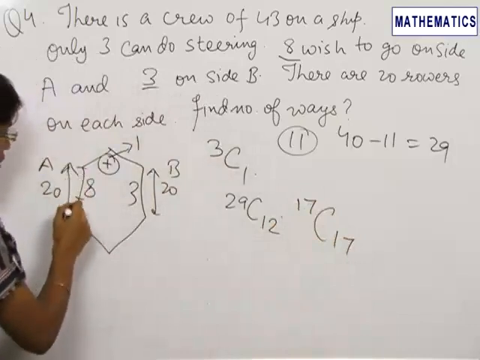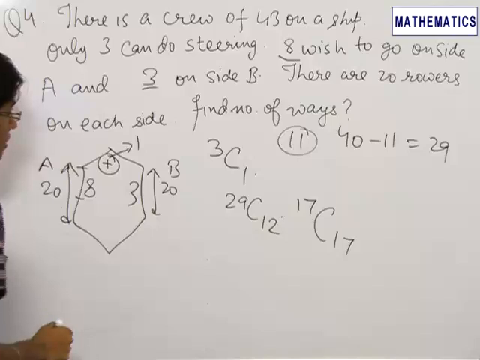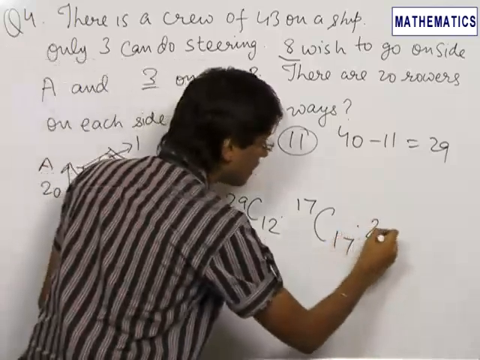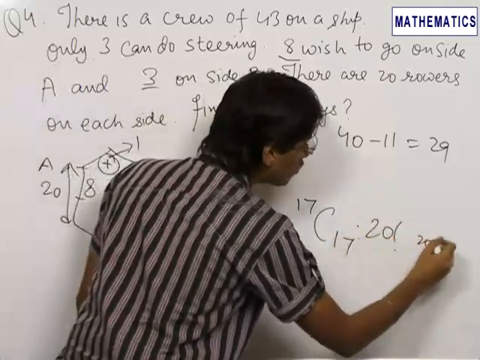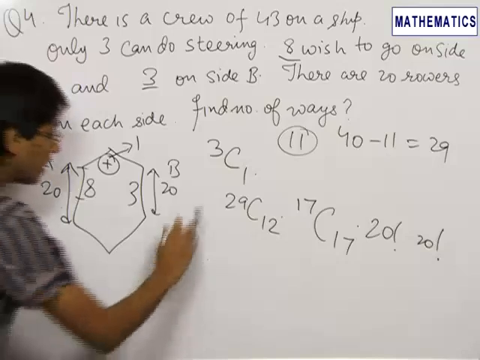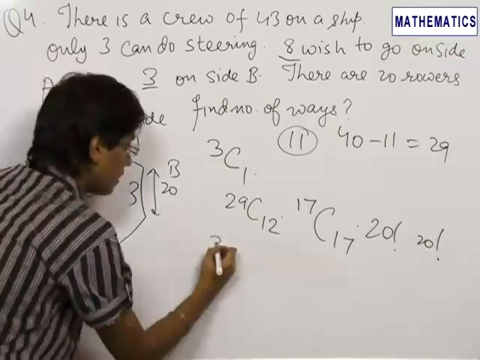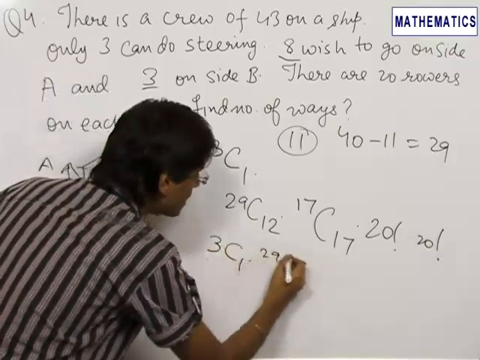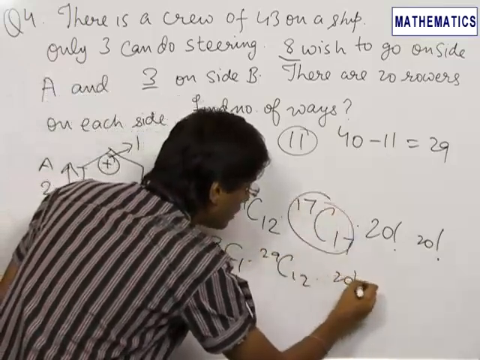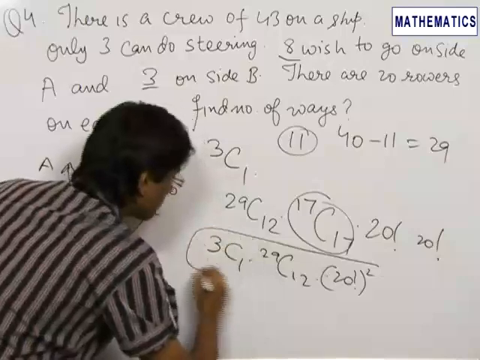Now there are 20 people on this side, 20 people on this side. These people need to be arranged, and these people also need to be arranged, and they will be arranged by 20 factorial into 20 factorial ways. Hence, by fundamental principle of counting, the total number of ways are 3C1 into 29C12, into 1, into 20 factorial whole square.